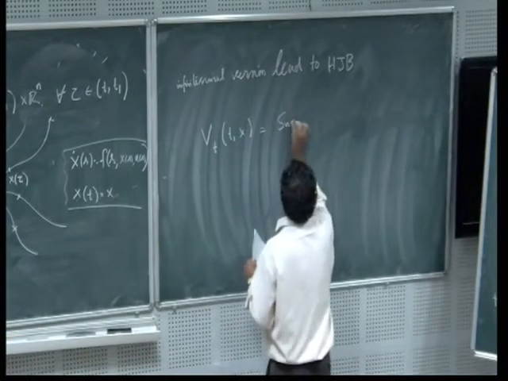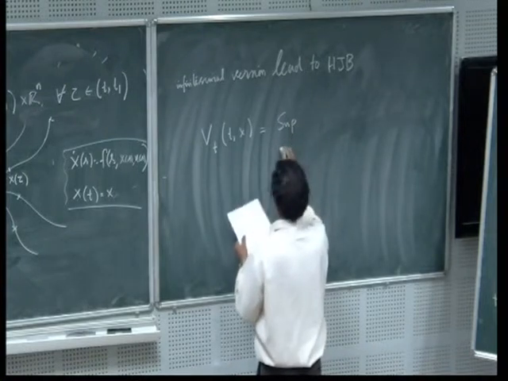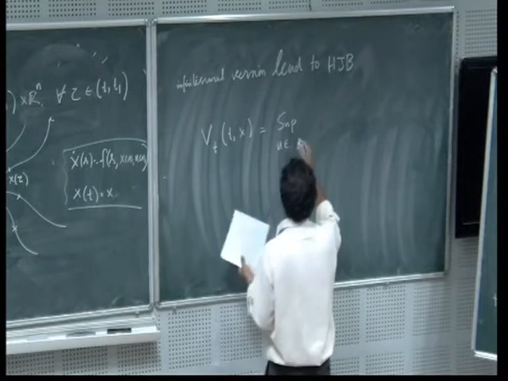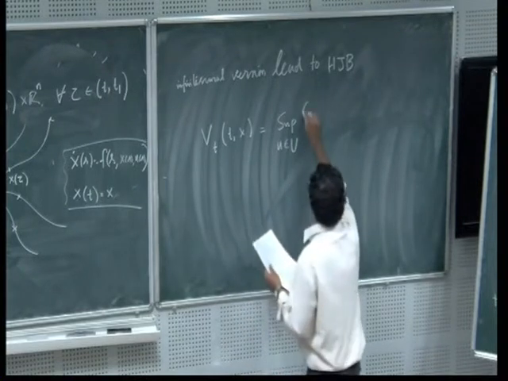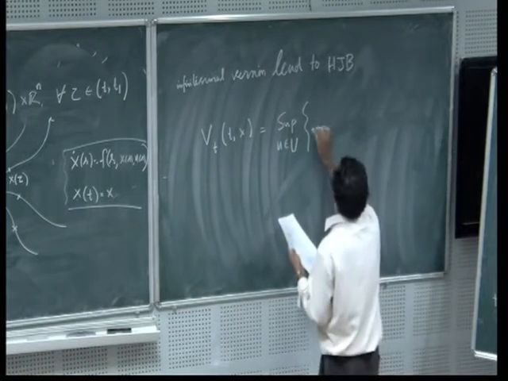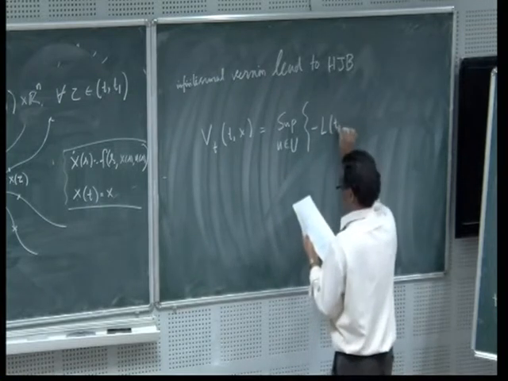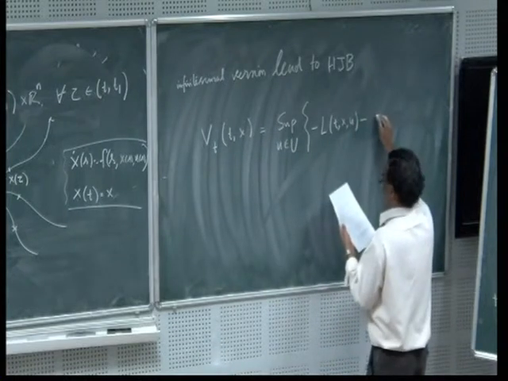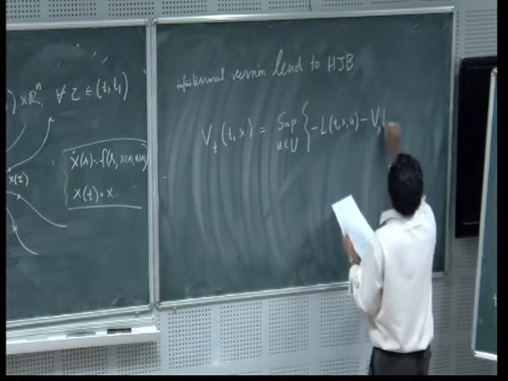So different books may write slightly different forms. Sometimes you see sup, sometimes you see min, inf. But don't get confused, that depends on which side it is putting. Okay. Well, L of t, x, u minus b(x) at t, x.